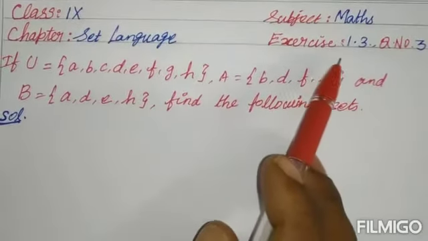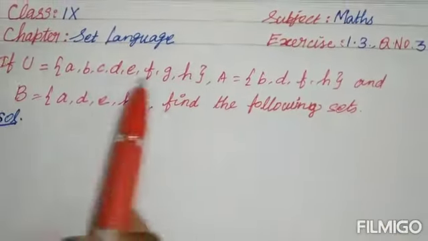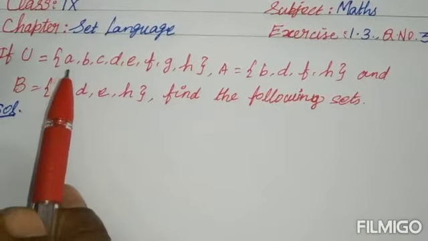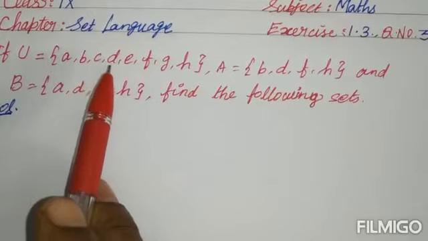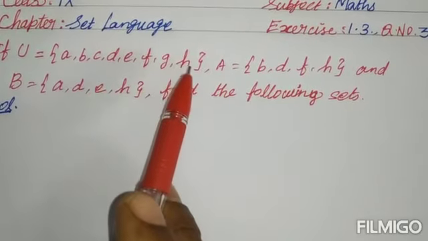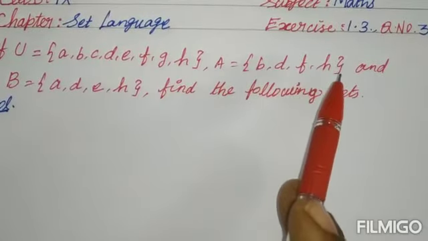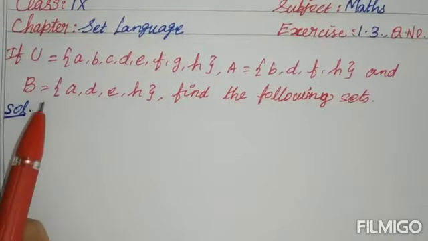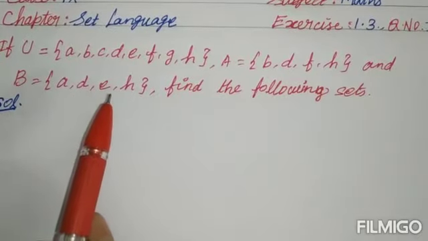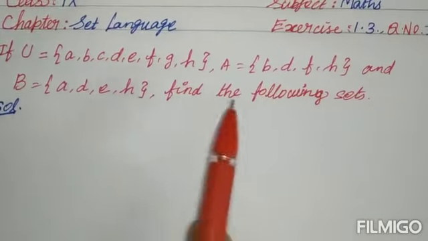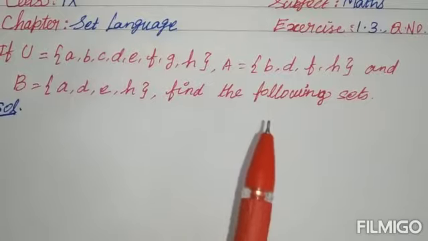Hello students, exercise 1.3, question number 3. If U is equal to the set of all a, b, c, d, e, f, g, h, and A is equal to the set of all b, d, f, h, and B is equal to the set of all a, d, e, h, find the following sets. So you have to find the following.